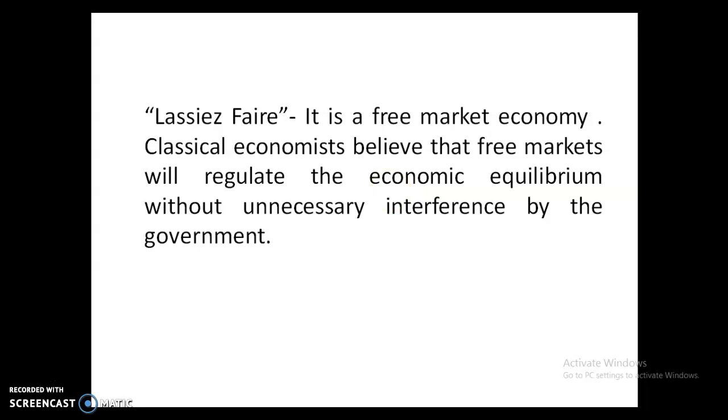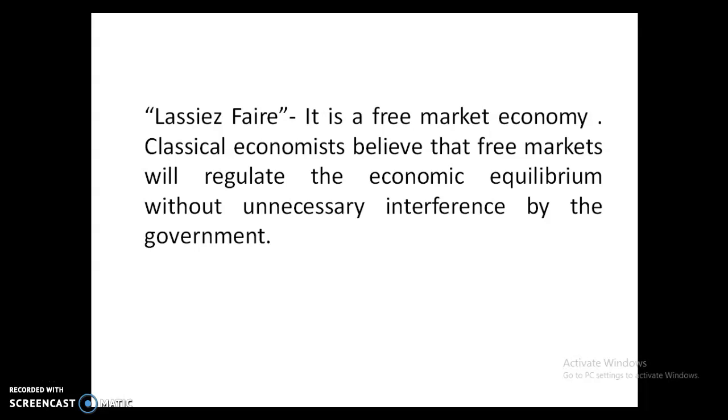So when there is no unnecessary intervention by the government, according to classical thought, the economy will work in a better way, and it will act in such a way that the country will attain economic equilibrium with full employment. So that is one of the important concepts developed by the classical economists.